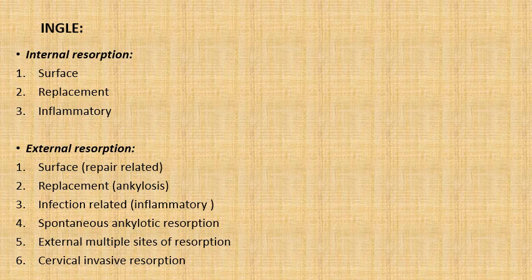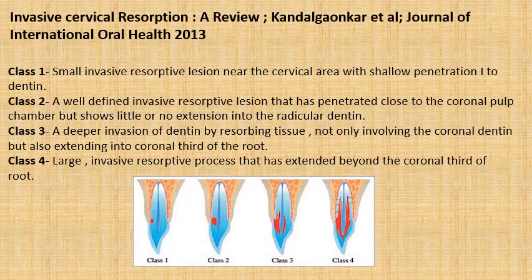Apart from that, in external resorption, we have other types like spontaneous ankylotic resorption, external multiple sites of resorption, and cervical invasive resorption. Apart from this classification, you need to know the classification of cervical resorption also, because it's very important, given by Heithersay. So you just remember this diagram: class 1, class 2, class 3 and class 4.